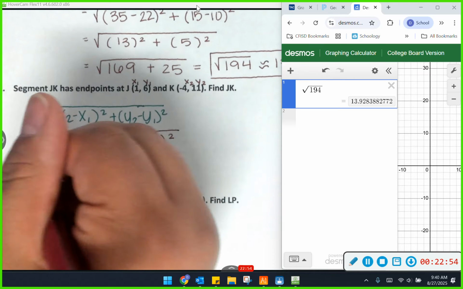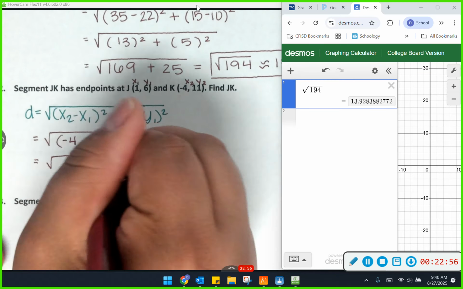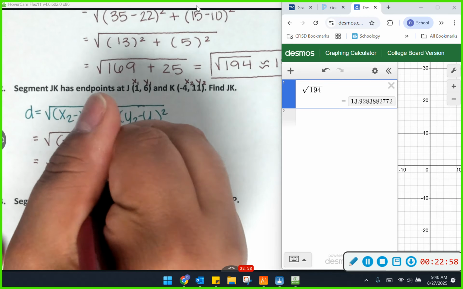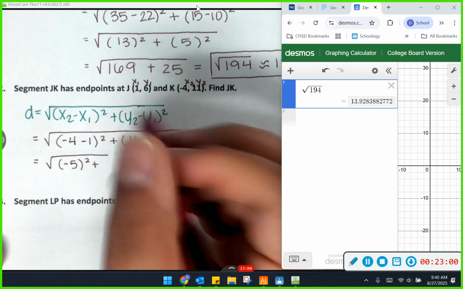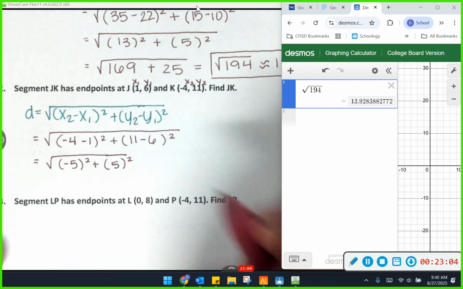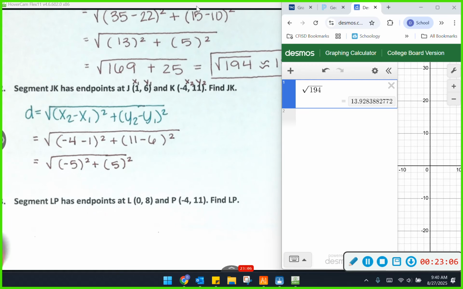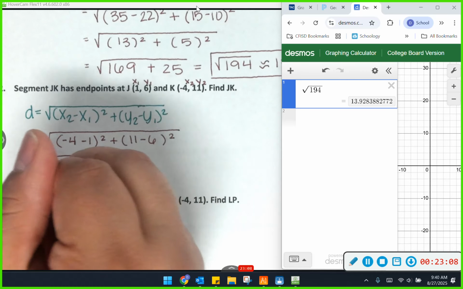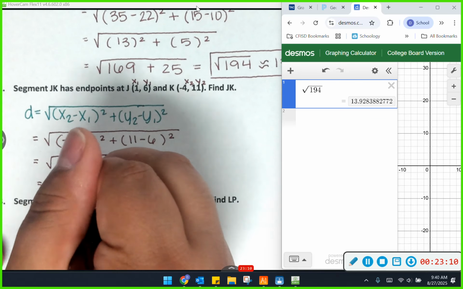-4 minus 1 is... -11 minus 6 is... and what is -5 squared? 25. And 5 squared?